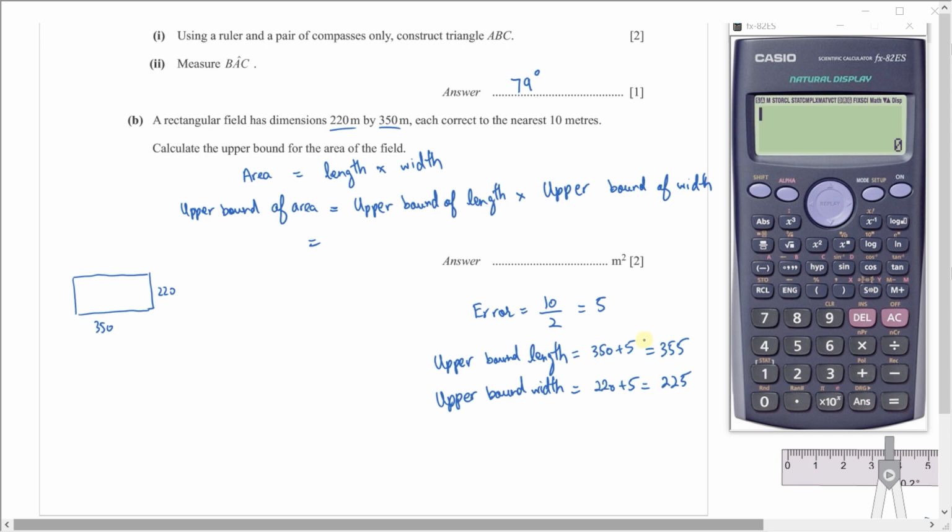So now the upper bound of area will be the upper bound of length, which is 355, multiplied by the upper bound of width, which is 225. So you will get 355 multiplied by 225. This is 79,875 meter square. So 79,875 meter square is your upper bound for the area of this rectangular field.